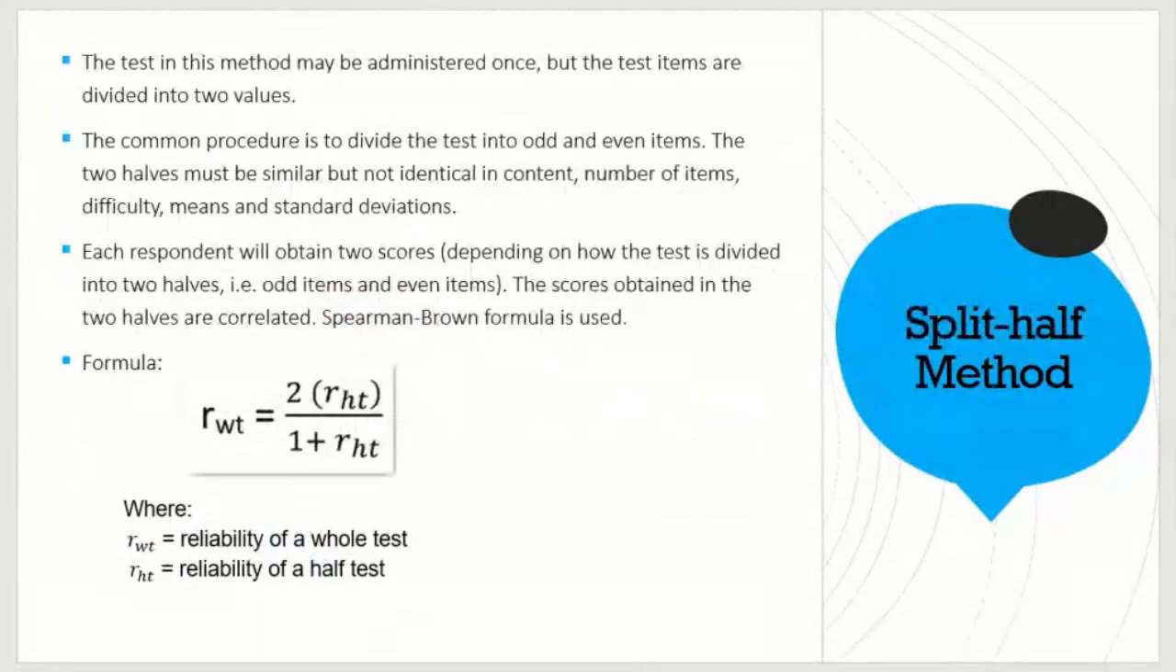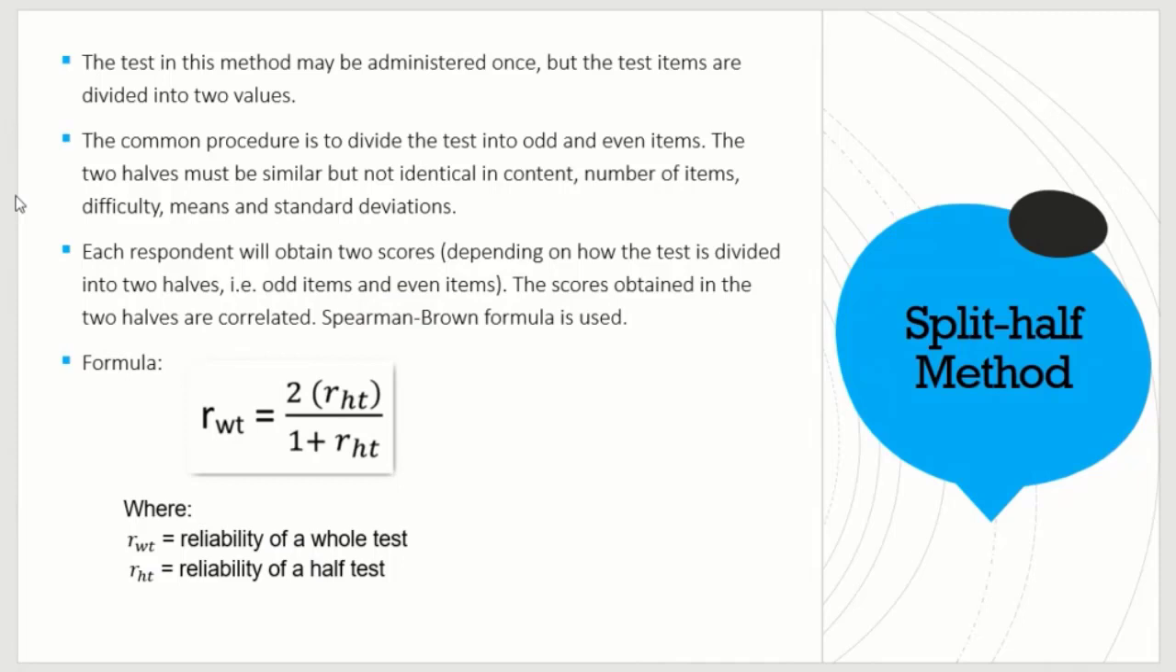So next we have the split-half method. In this method, the test may be administered once, but the test items are divided into 2 halves. The common procedure is to divide the test into odd and even items. But it can also be, what do you call this, by half. Like for example, if it's 100 items, you can have 1 to 49, and then 50 to 100, something like that. So it depends on how you want to divide it, but usually it is the odd and even items.